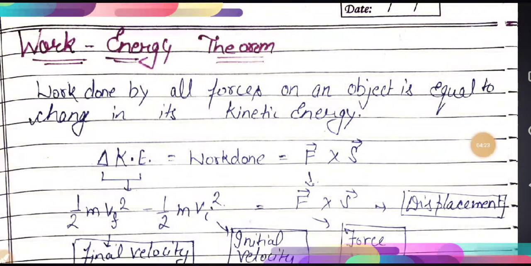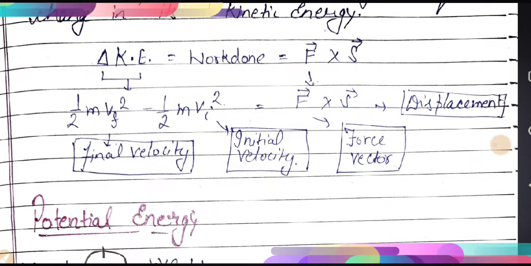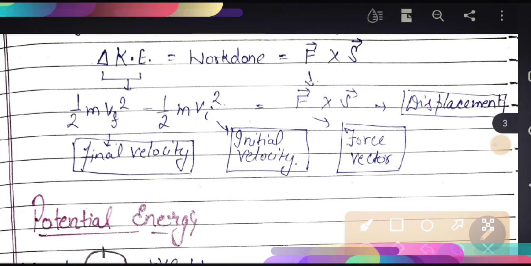Now next, coming to the work energy theorem. What the work energy theorem states is that work done by all the forces on an object is equal to the change in its kinetic energy. So the change in kinetic energy is equal to work done. What would be the change in kinetic energy? Half mv final square minus half mv initial square, where v final is the final velocity and v initial is the initial velocity.